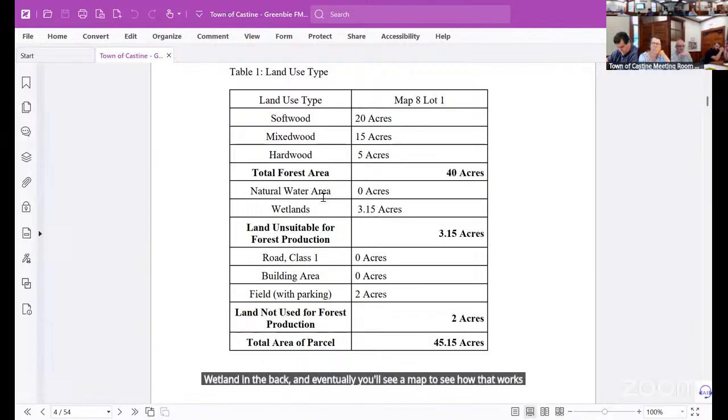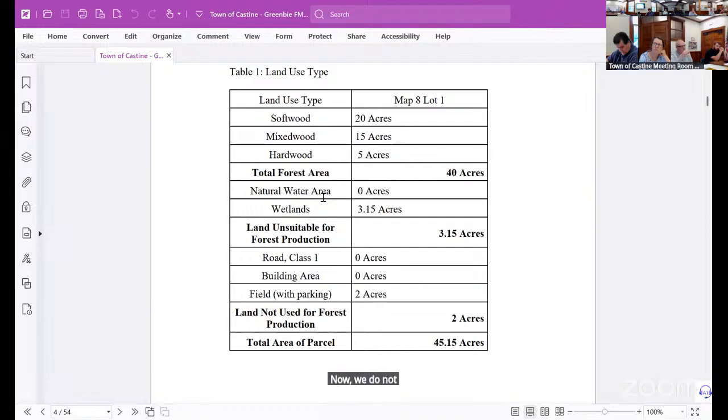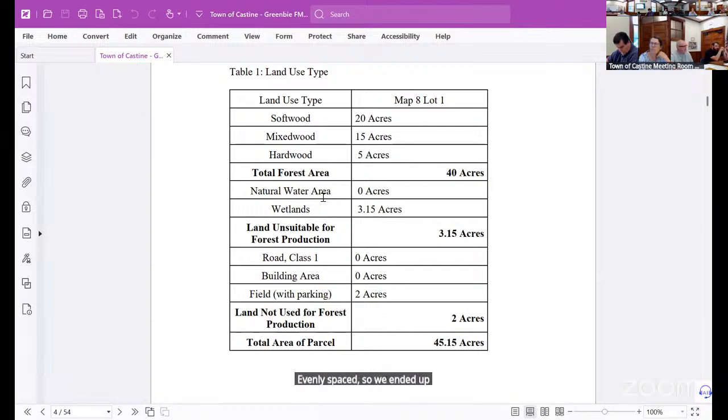And then I used 40 acres of forest. Now, we did not have the option to what I call pre-type. So what we did was we gridded, and this will show up in the report. We just took it and laid a grid evenly spaced. So we ended up with plots scattered about, and then we kind of backfilled into what they would be.